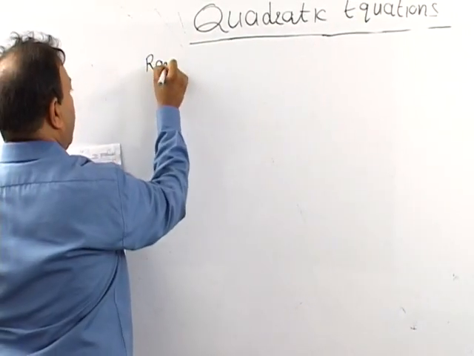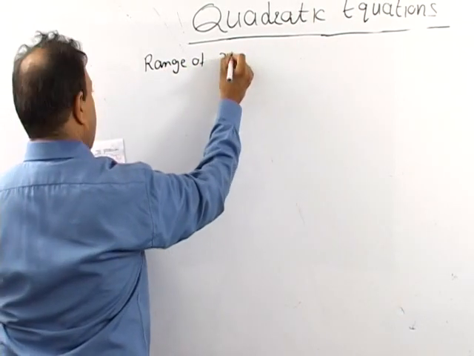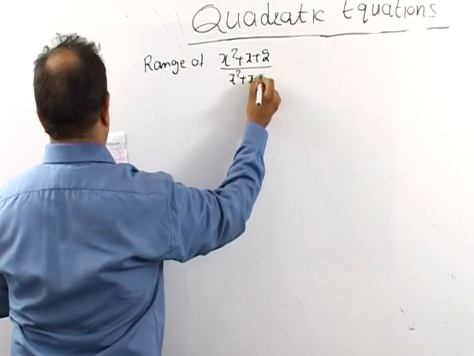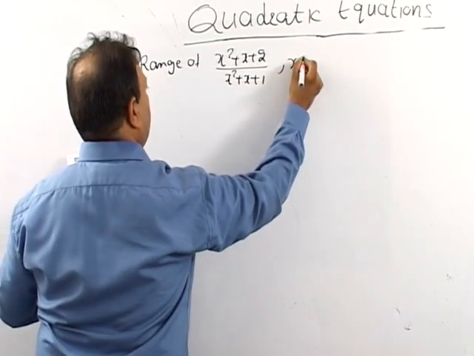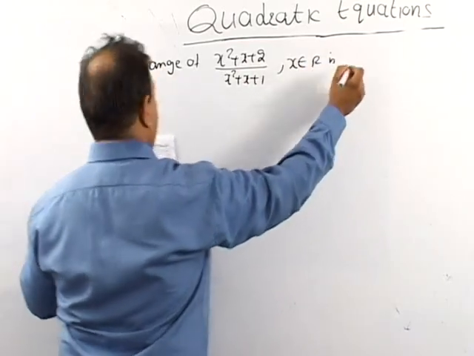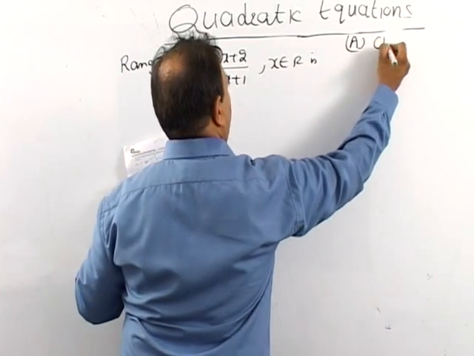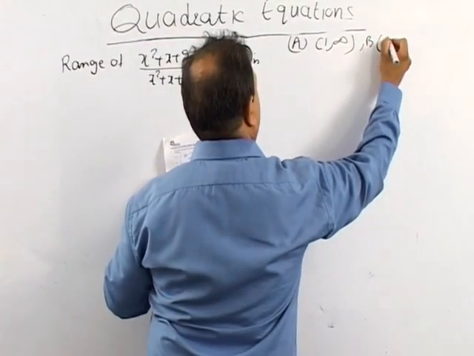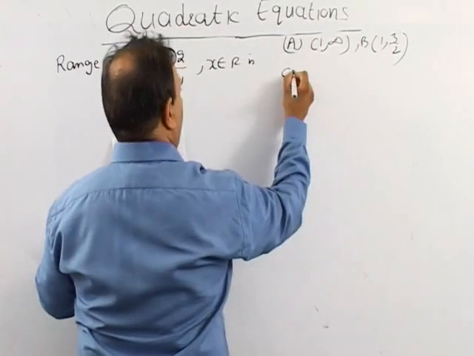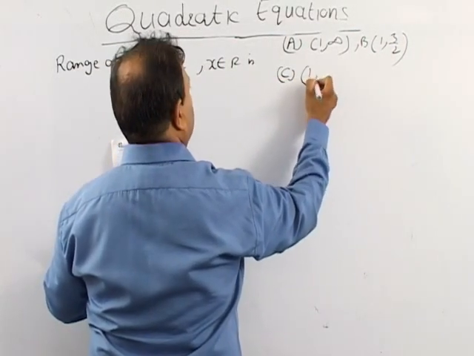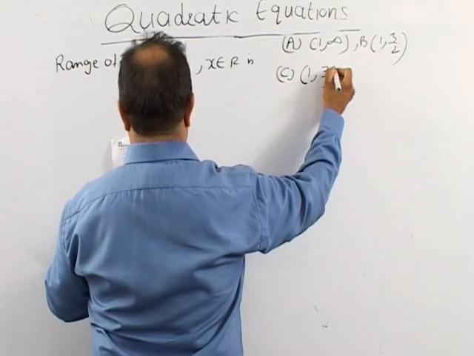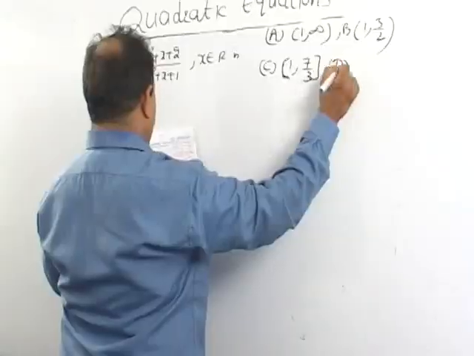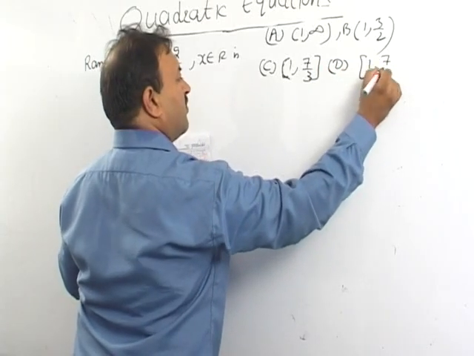The question is: the range of (x square plus x plus 2) upon (x square plus x plus 1), where x belongs to real, is. Option A is 1 to infinity, B is 1 comma 3 by 2, C option is 1 comma 7 by 3, D option is 1 comma 7 by 5.